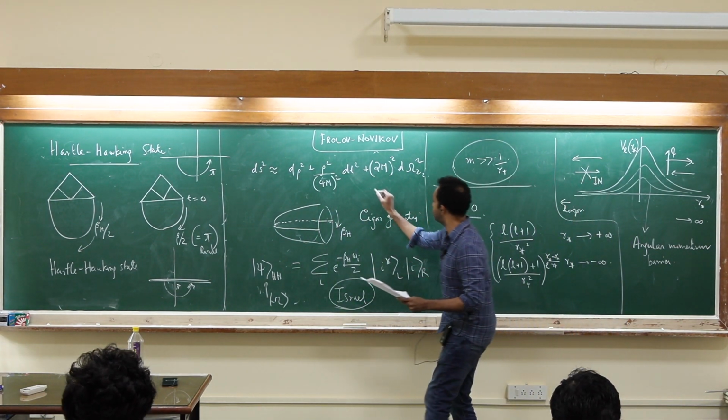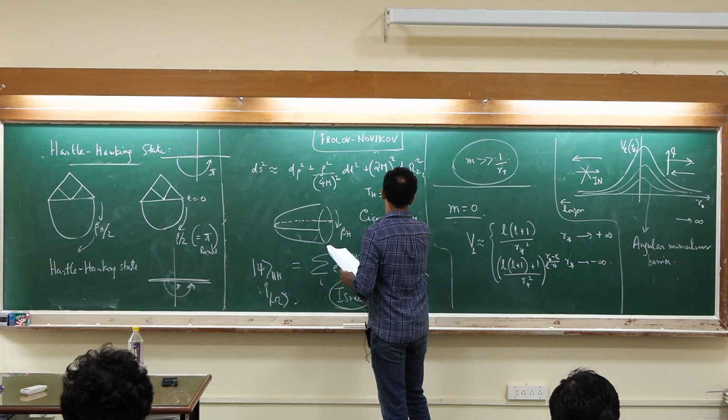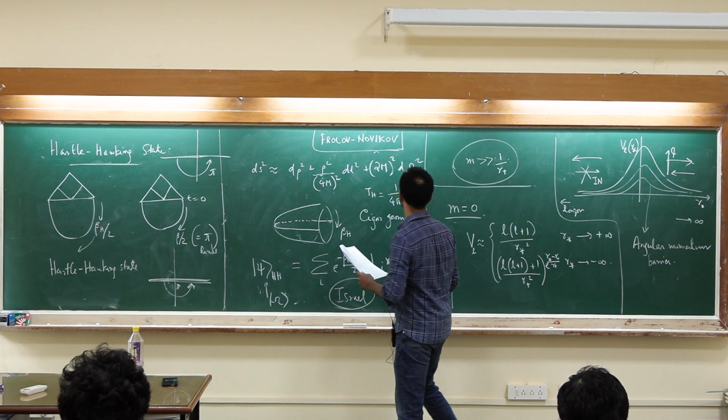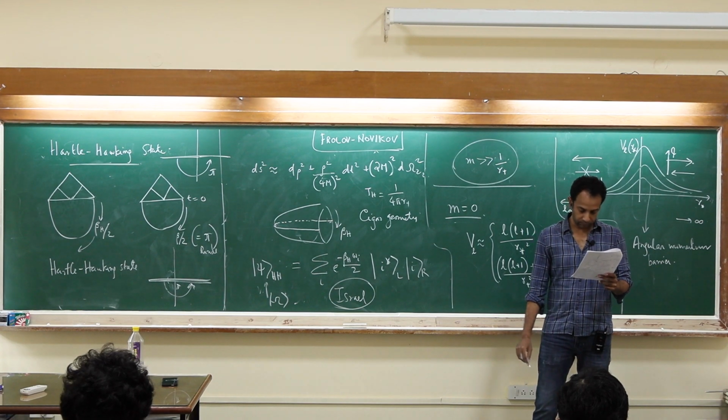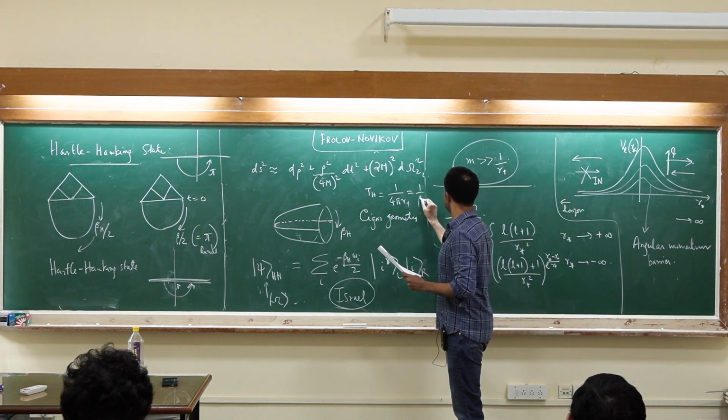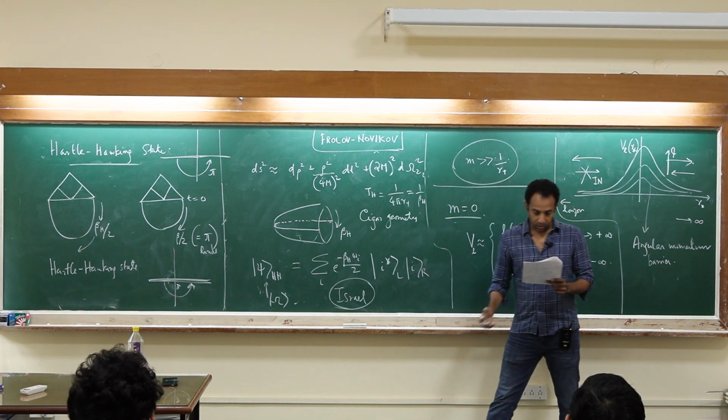Let me also say, I've written it many times before, but I'll write it one more time: T_H is equal to 1 over beta H. Any questions there?